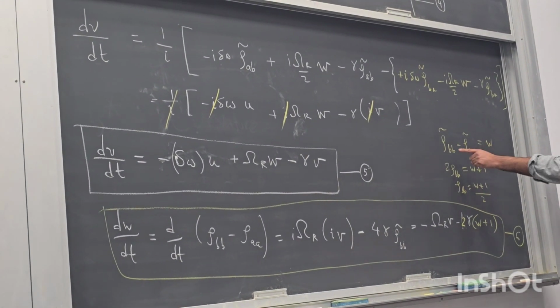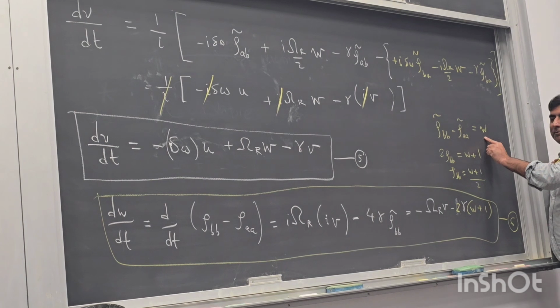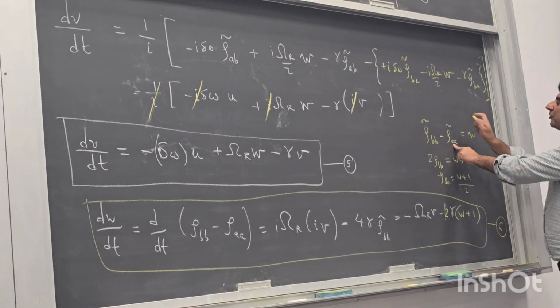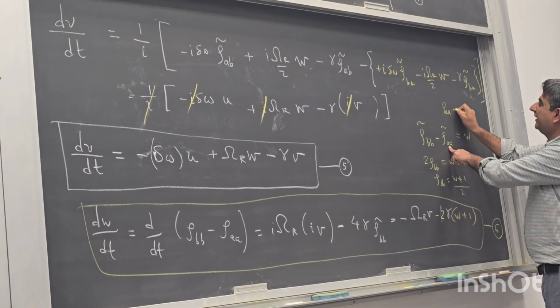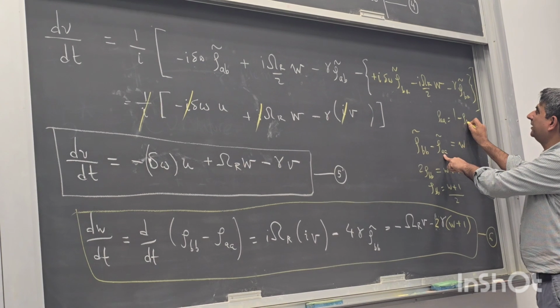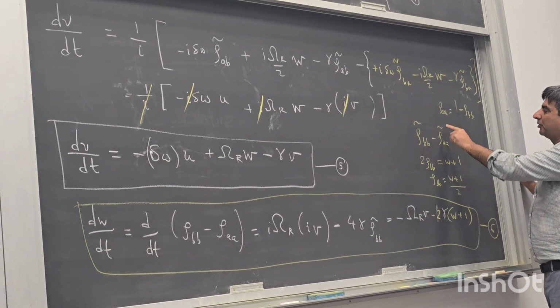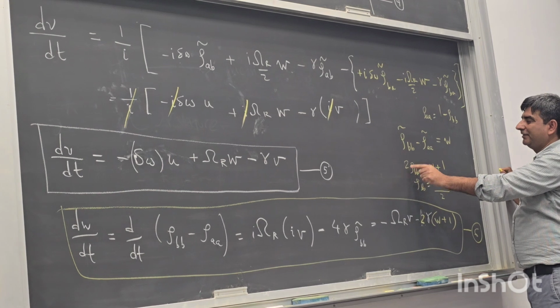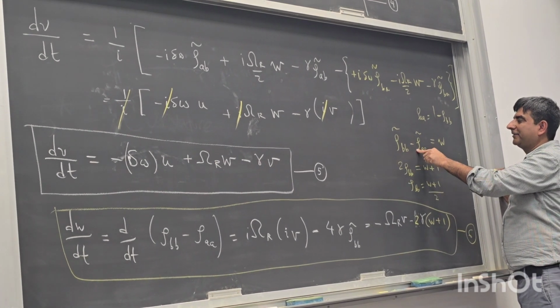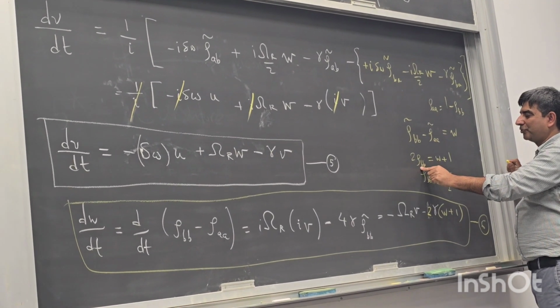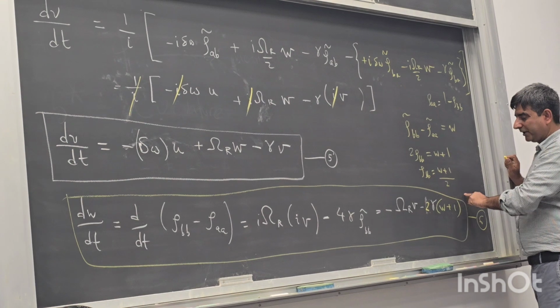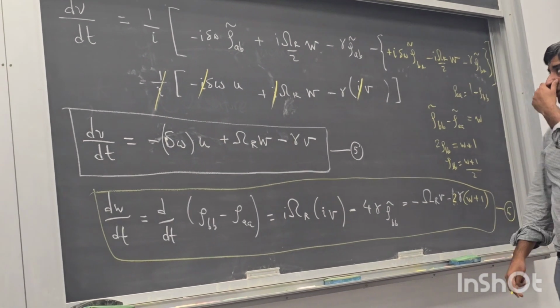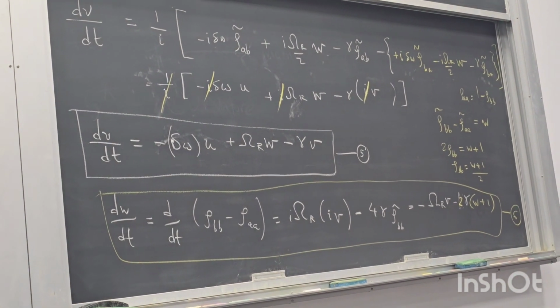See, we know that rho BB minus rho AA is W, but we also know that rho AA is 1 minus rho BB. So I replace rho AA by 1 minus rho BB. I get rho BB minus 1 plus rho BB. 2 rho BB is W plus 1. Okay. So now I have these 3 equations, equation number 4, 5 and 6.